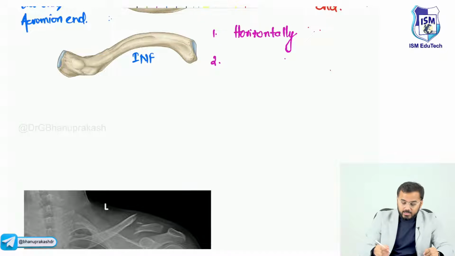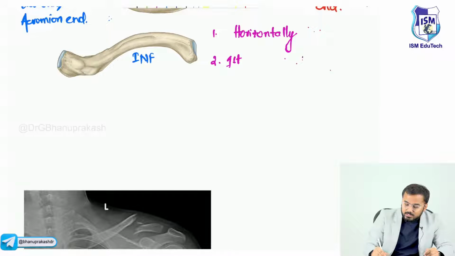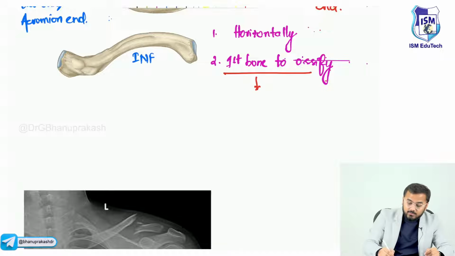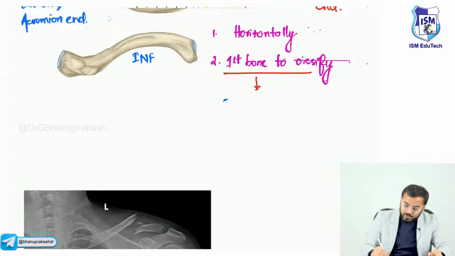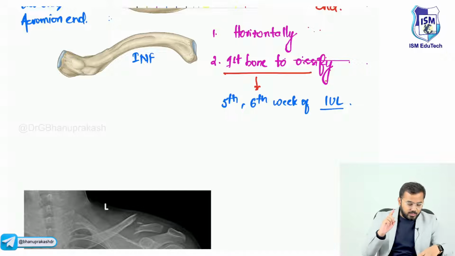So the second important thing, I just told you that this is the first bone to ossify. And when is the ossification taking place? During 5th, 6th week of intrauterine life. IUL stands for intrauterine life.